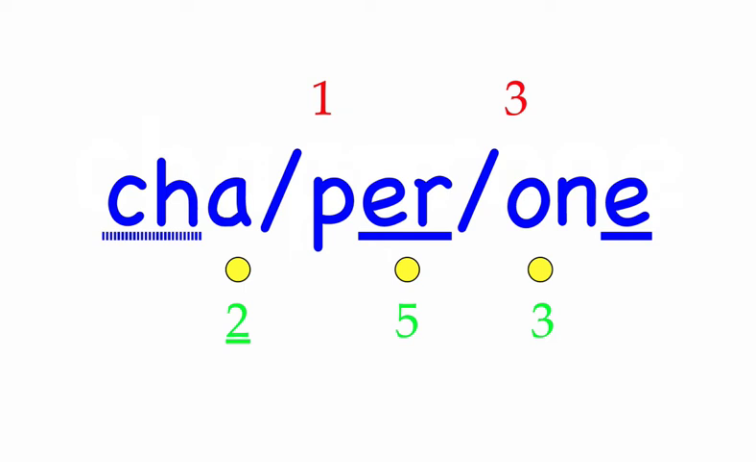Sha-per-one. Notice CH has a dotted underline under it because CH here is representing its third sound, SH. Guide, guide. We had a great guide to explain what we were seeing. Guide. 3 sounds, G, I, D. Take a moment and mark this word, and once you've completed doing so, advance the video.